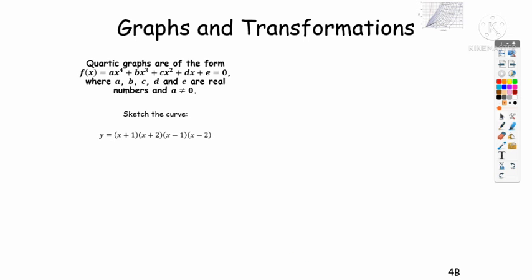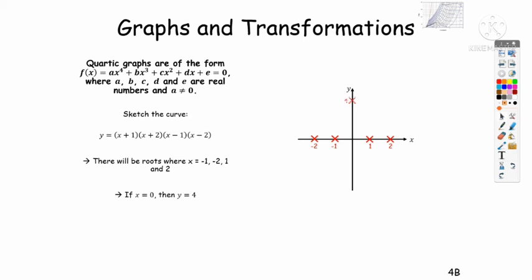So I'll sketch this curve, and there will be roots where x equals minus 1, minus 2, 1 and 2. If you sub in x is 0, then I get y equals 4. So I plot on the curve and I label the name of the curve, drawing it nice and neatly with a pencil. Remember, with graphs for any exam paper you must go back over it in pen, because it won't pick up the pencil when it's scanned in on the scanner. So just be careful.